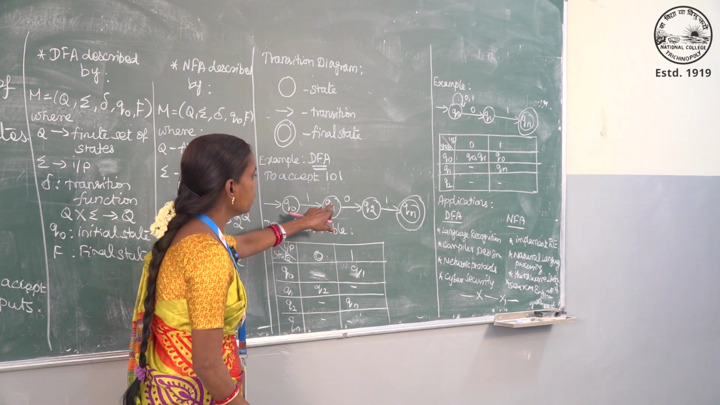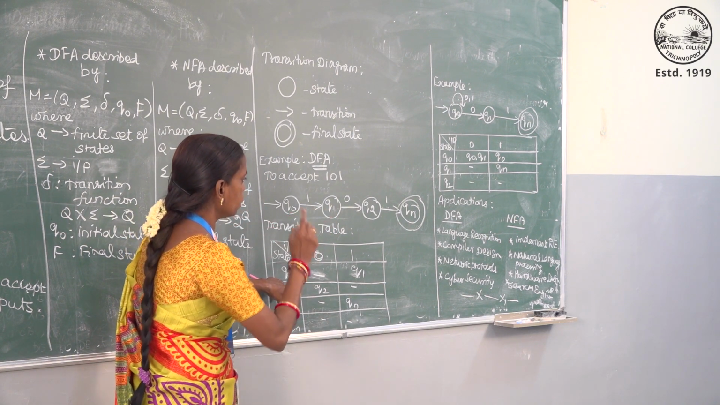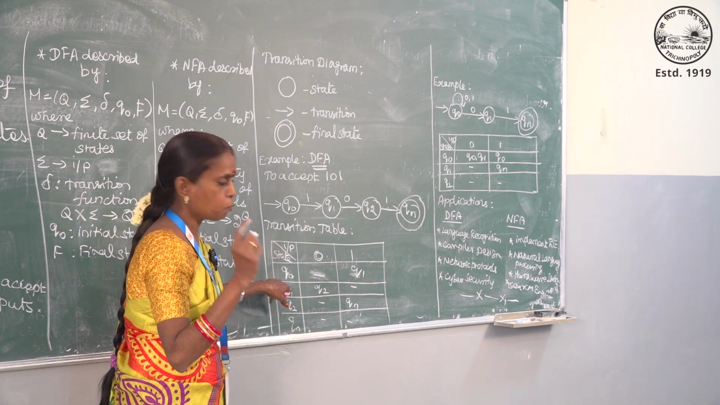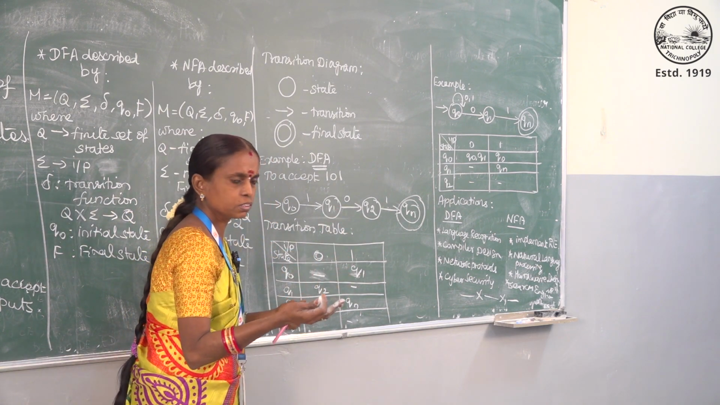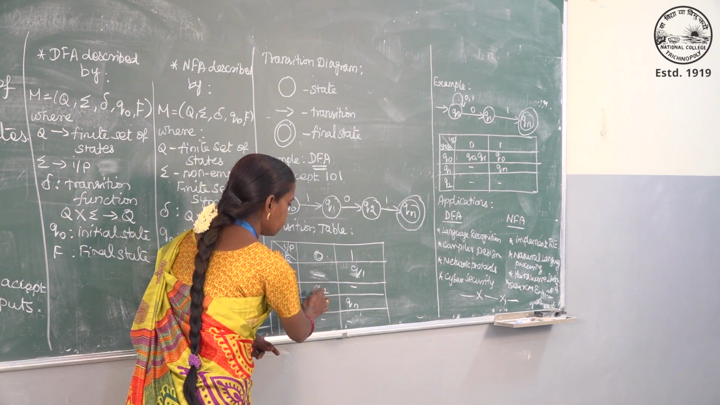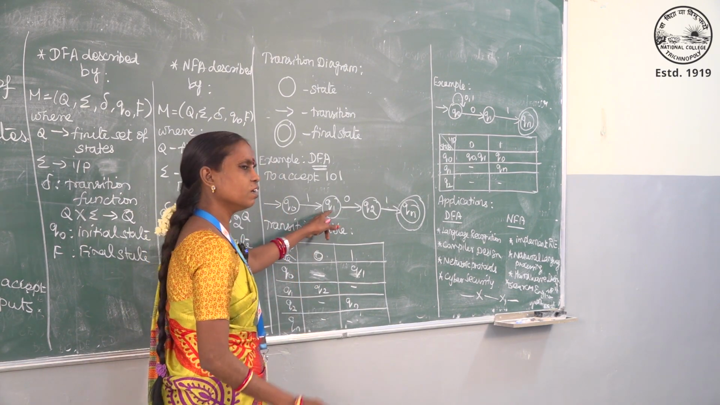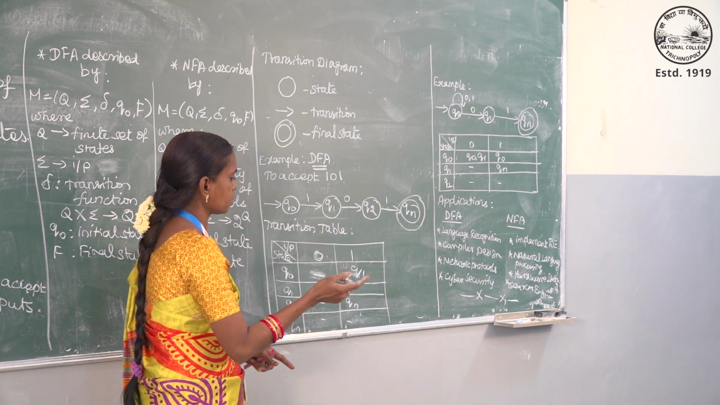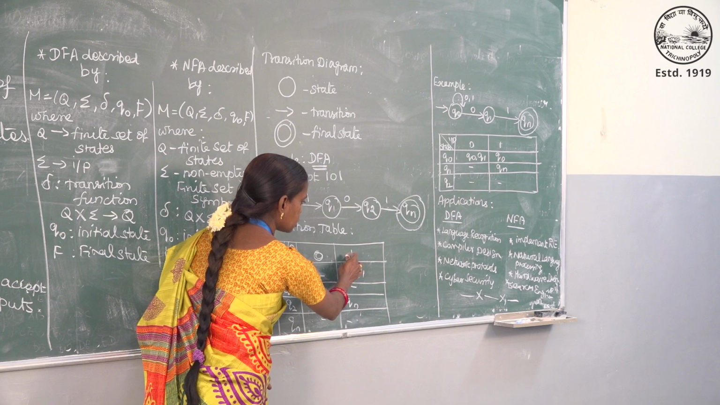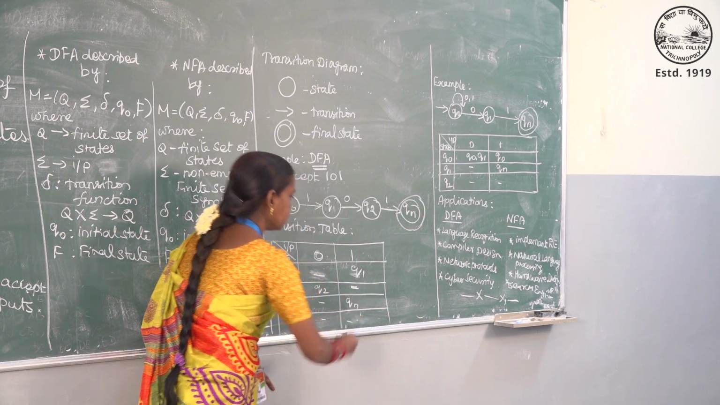After that Q1. In that particular Q1, check whether it accepts 0 or 1. It accepts 0 only. So after accepting the 0, it goes to the Q2 state. So here we can represent the Q2. Next we should check whether this particular Q1 state accepts 1 or not. It doesn't accept a 1. So this time we put the dash symbol.